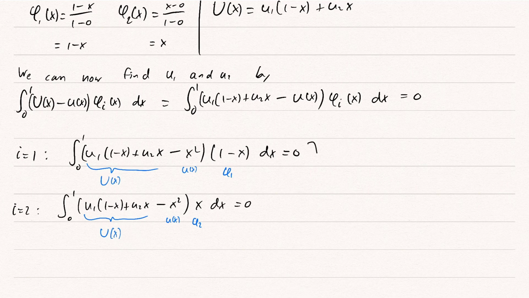Okay, what do we have here? Well, we have two equations and two unknowns. And that's u1 and u2. Thus, the system is solvable or has a unique solution.